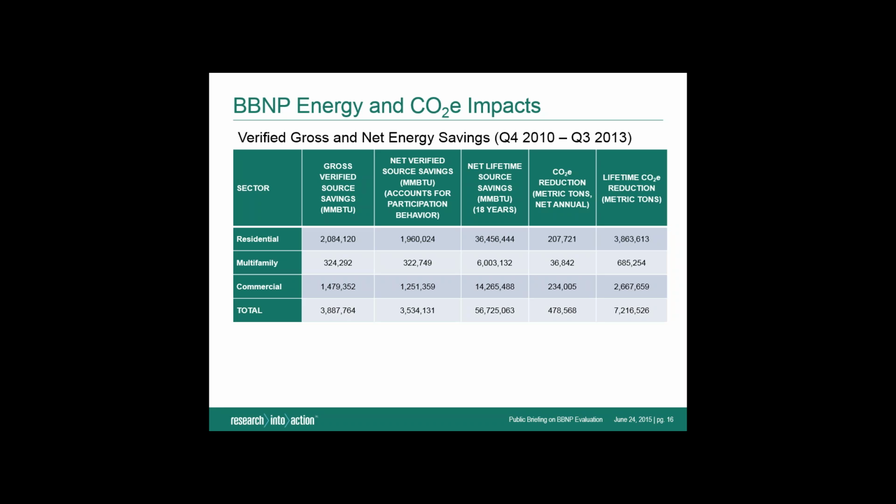And then we get the CO2 equivalent, which is our metric for greenhouse gas emission reductions. It's in metric tons. The first column is annual, and again based on net savings, nearly 500,000 metric tons, and lifetime is over 7 million metric tons of CO2 equivalent emission reductions.